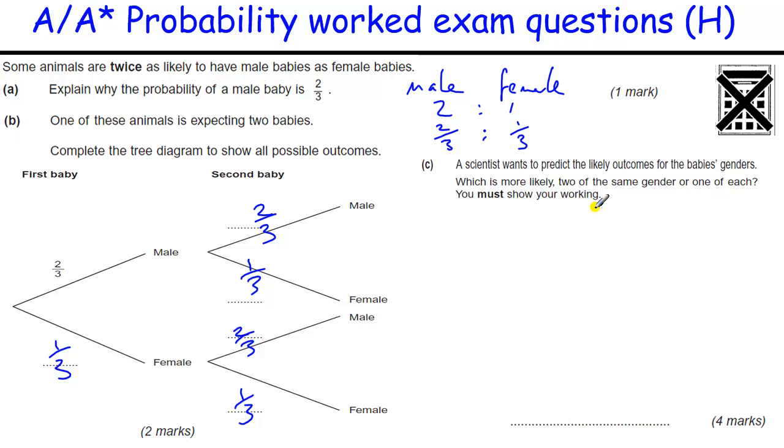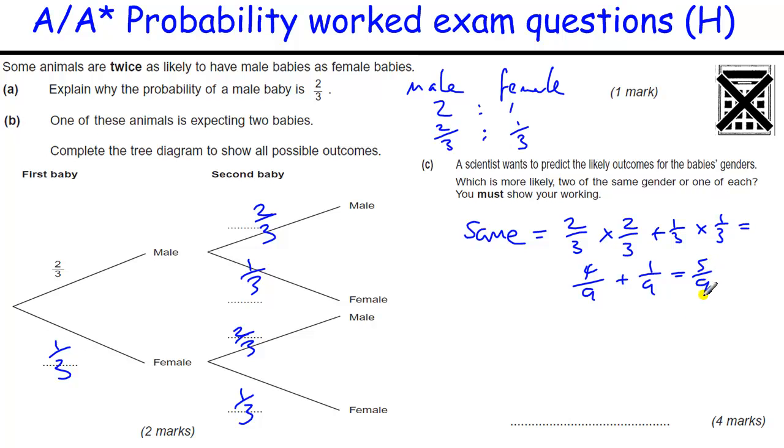The scientist wants to predict the likely outcome, so we've got to work out the probability of being the same. So the same is male, which is 2/3 times 2/3, and female, 1/3 times 1/3. So that's 4/9 plus 1/9, which is 5/9.